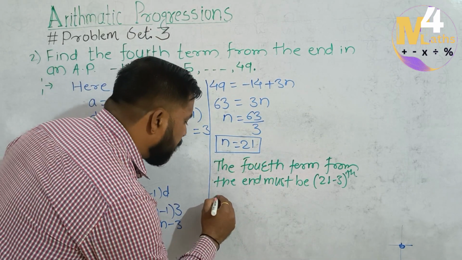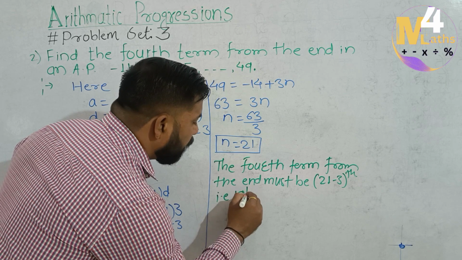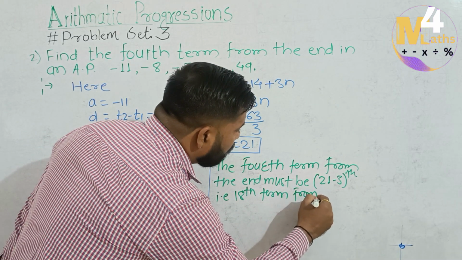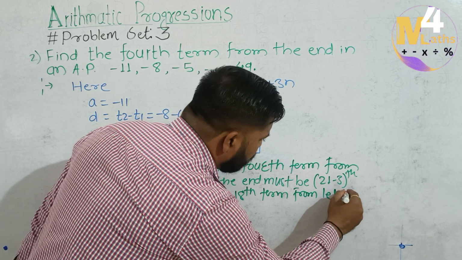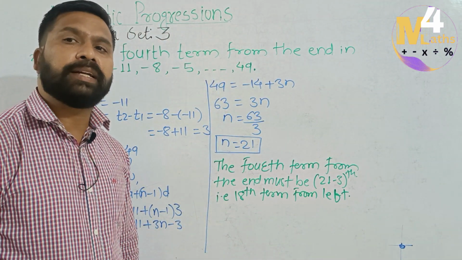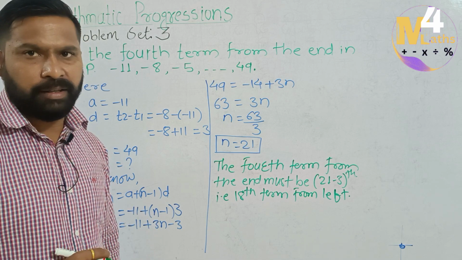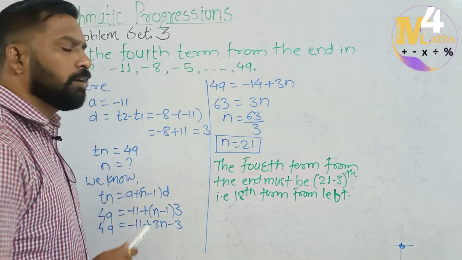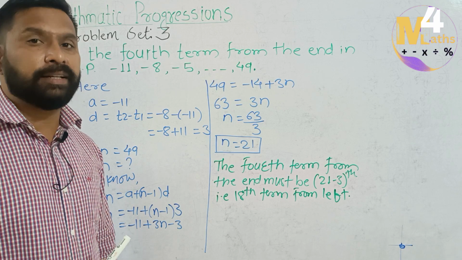That is the 18th term from left, or the beginning also you can write. Means actually we want to find the 18th term from the beginning. Already we have the value of a, we have the value of d. We want to find T18 now.